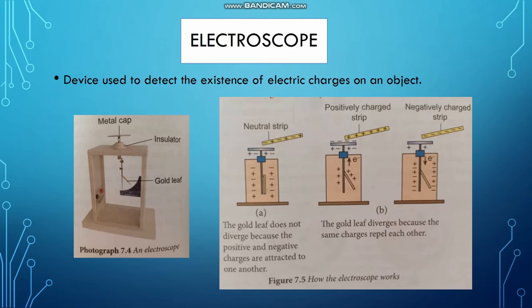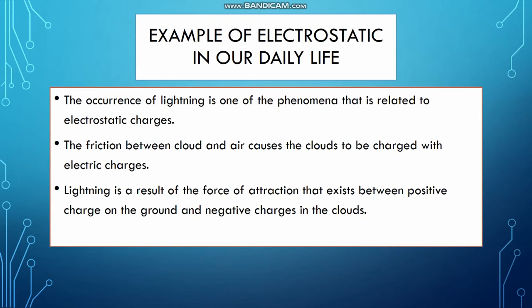Next, we will learn about an example of electrostatics in our daily life. The example of electrostatics in our daily life is the occurrence of lightning. Lightning occurs when the friction between the cloud and air causes the cloud to be charged with electric charge. The meaning here is that there is a transfer of charged particles between the cloud and air, when the cloud and air are rubbed together. The charge that forms from this friction is known as electrostatic charge.